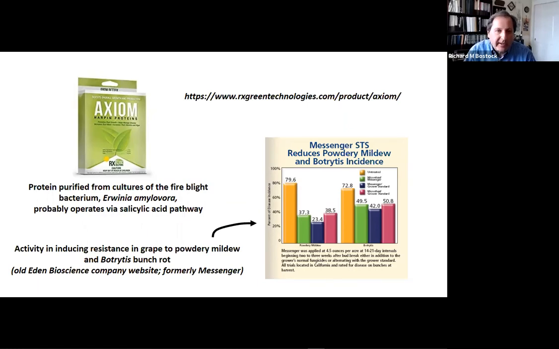It's had, again, different iterations. Different companies kind of picked it up, and it used to be called Messenger. It's now sold as Axiom by a different company, but it has activity in inducing resistance in grape to powdery mildew and botrytis bunch rot, and has shown efficacy in other diseases as well. It's kind of hard on some of these to really find good, solid efficacy data, but it is sold, and again, this is something that you can find on the web.